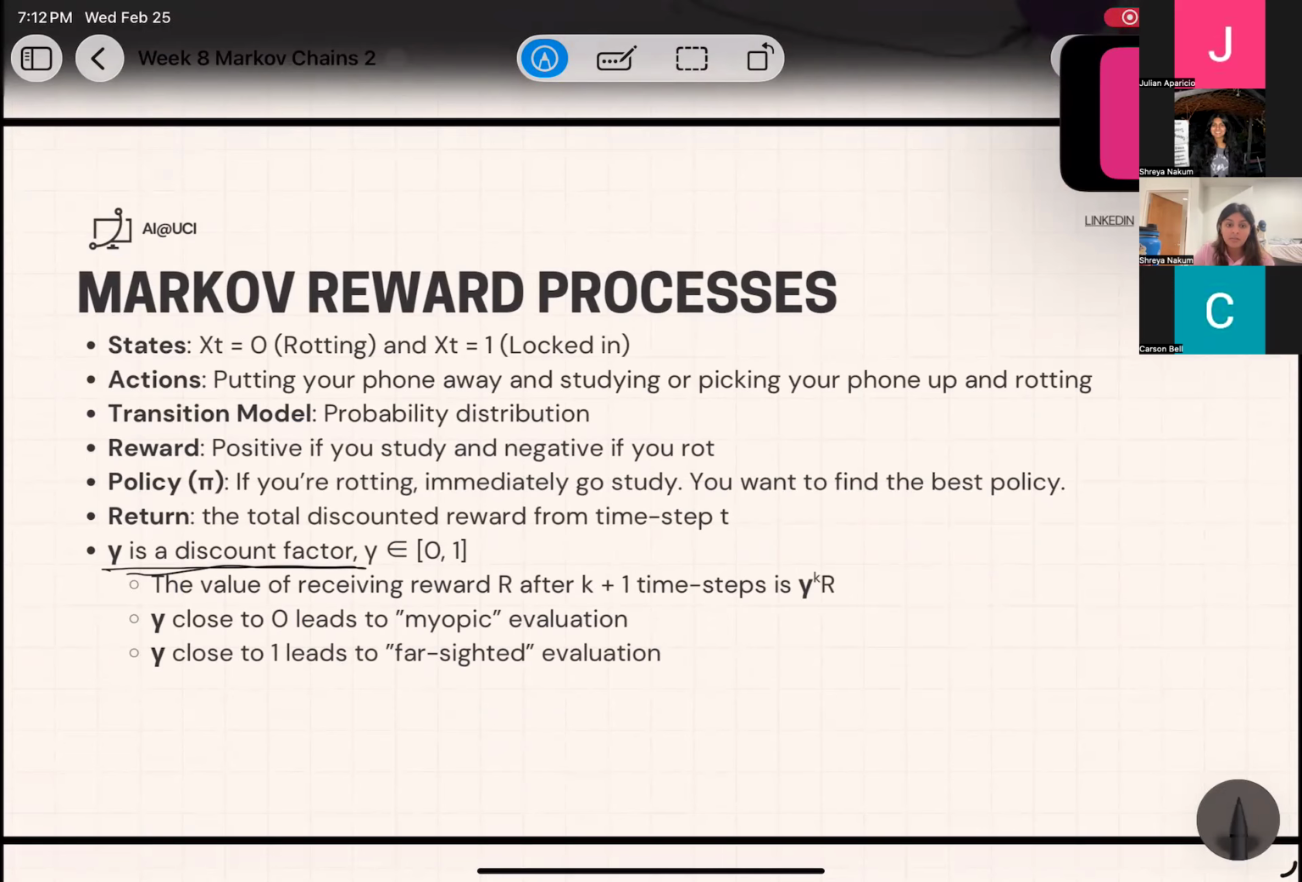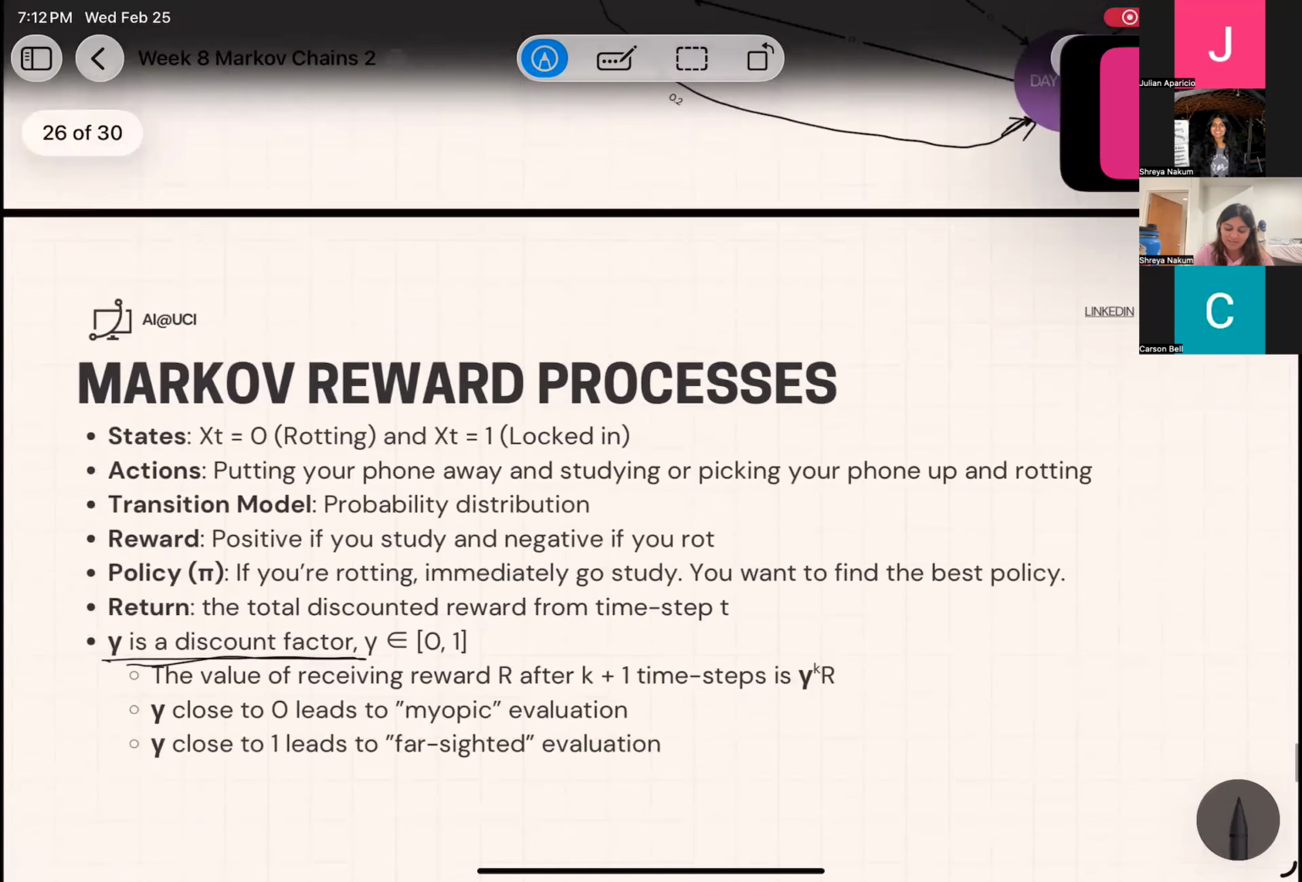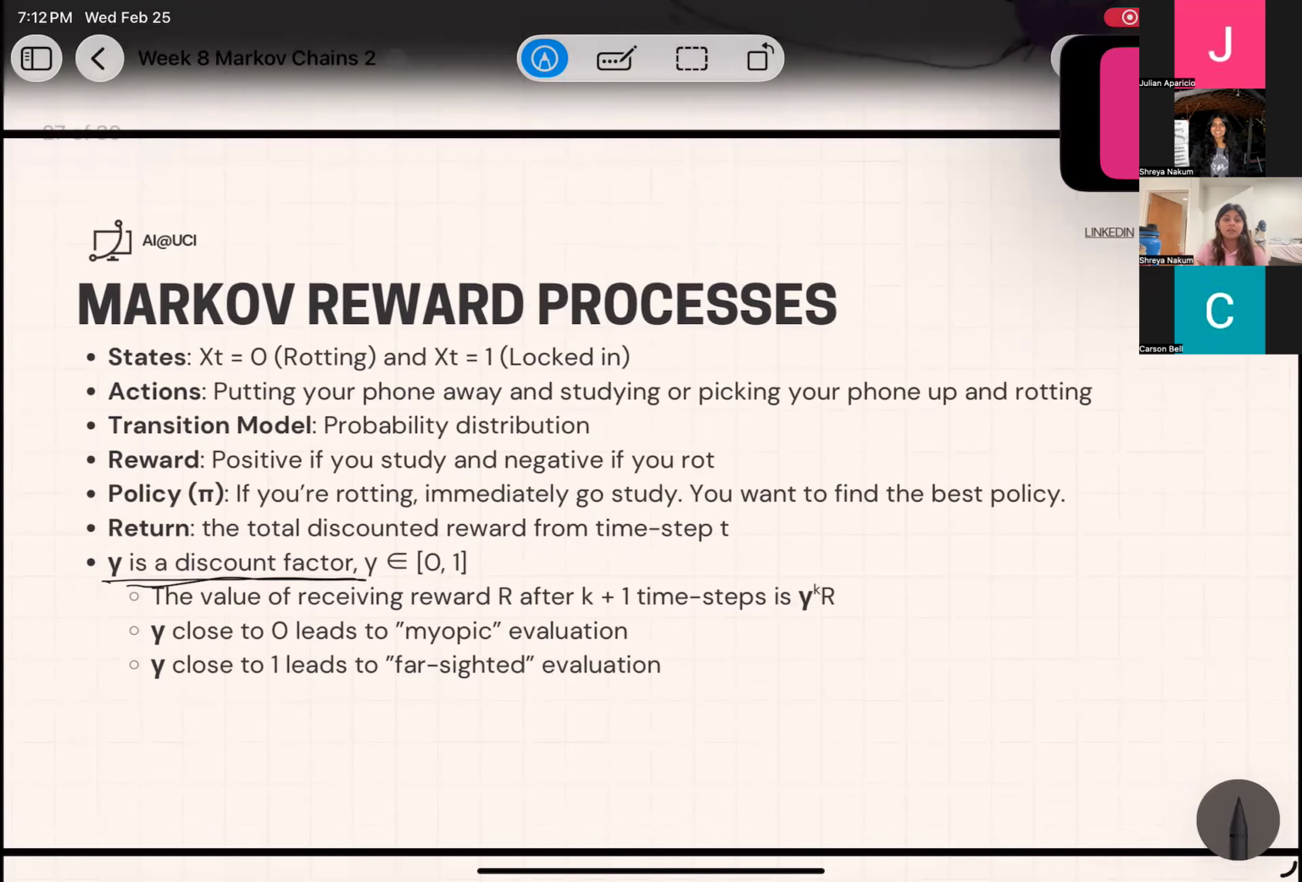So this is very simple. We're going past this, but let's say we have rotting and locked in as our states. We want to do well. We want to lock in. We want to do well on our exams. You have these 2 states, and our actions could be putting the phone away and studying, or picking up your phone and rotting. Those are the 2 things you can do.